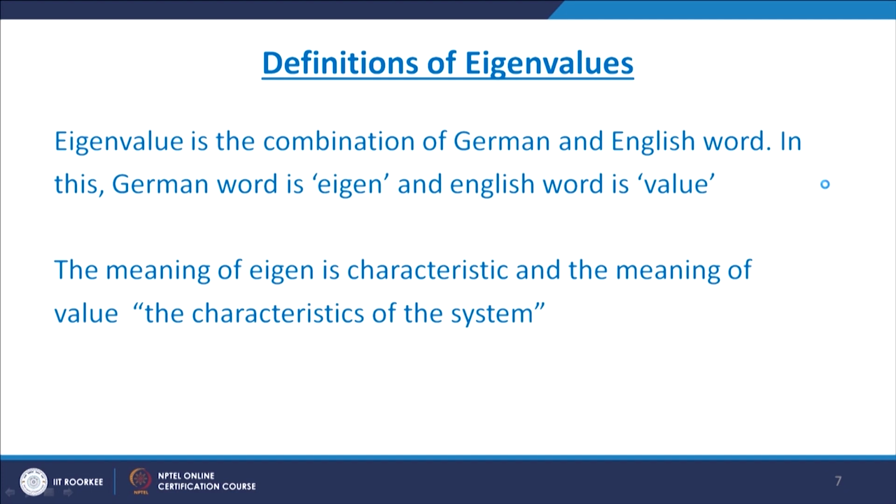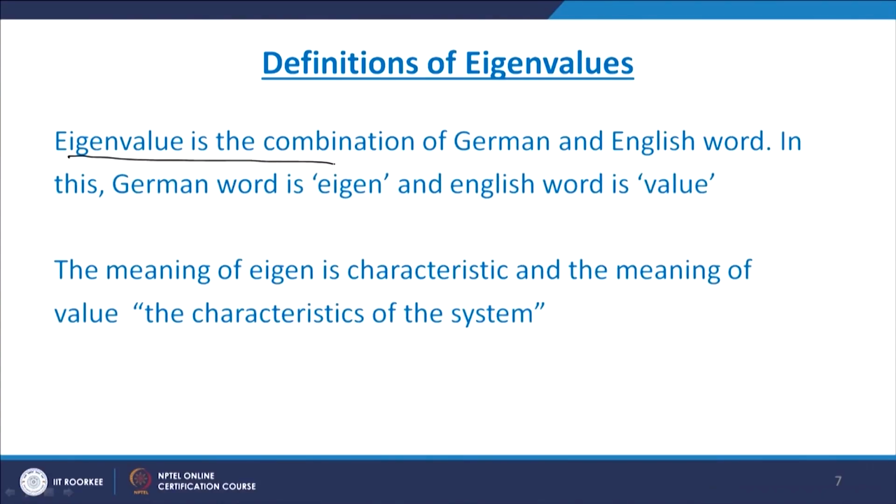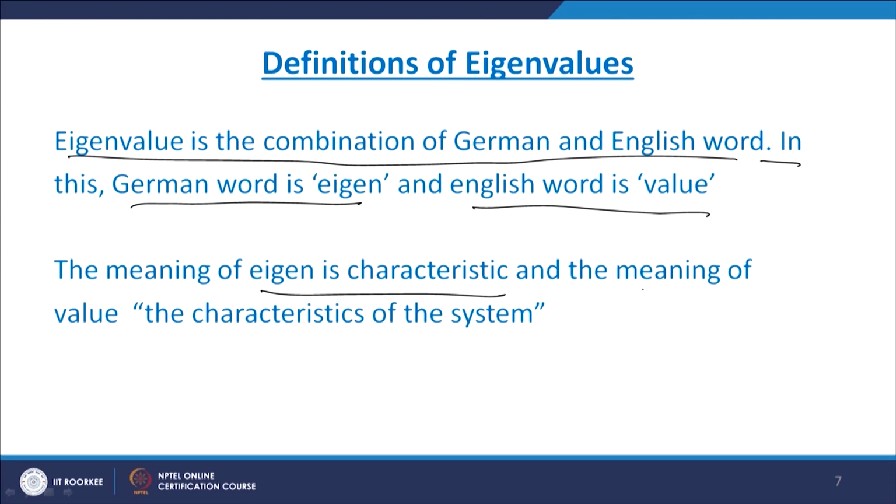Now what is the definition of eigenvalues? Actually, eigenvalue is nothing but a combination of German and English, because here there are two words, eigen and value. The German word is eigen and the English word is value. The meaning of eigen is characteristic, and value means the characteristics of the system.